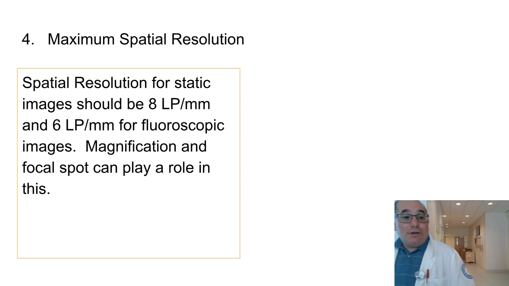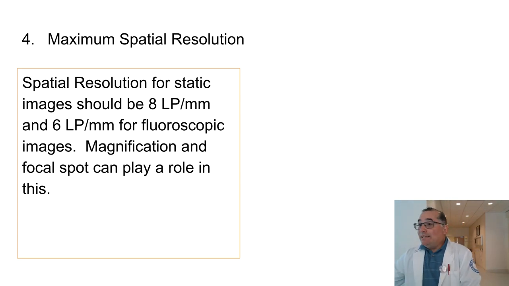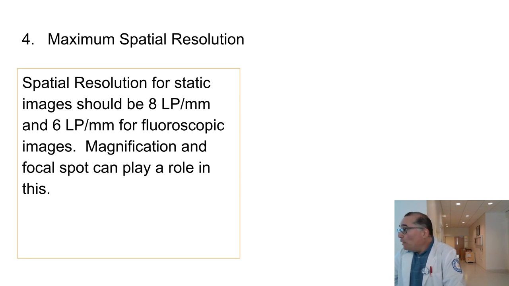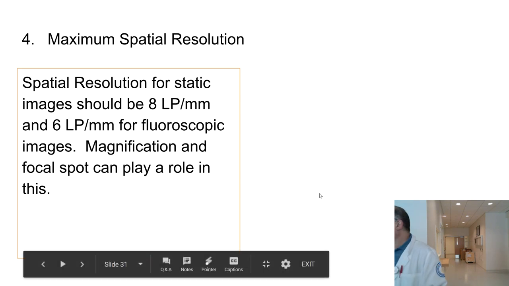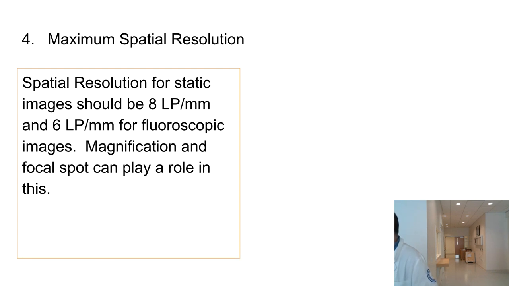So maximum spatial resolution, somewhere around 8 line pairs per millimeter. Be aware that fluoroscopic images are usually not as good, right? When we say not as good, when the number of line pairs per millimeter goes down, your spatial resolution goes down. Does focal spot have a role to play? It's minimal, but it does have a role. I think one of the first labs we did was looking at the spatial resolution tool when we flipped between a large and a small focal spot, and you really have to look closely to see the difference. If you were to do that with an actual anatomical part, could you really tell? Probably not so much.